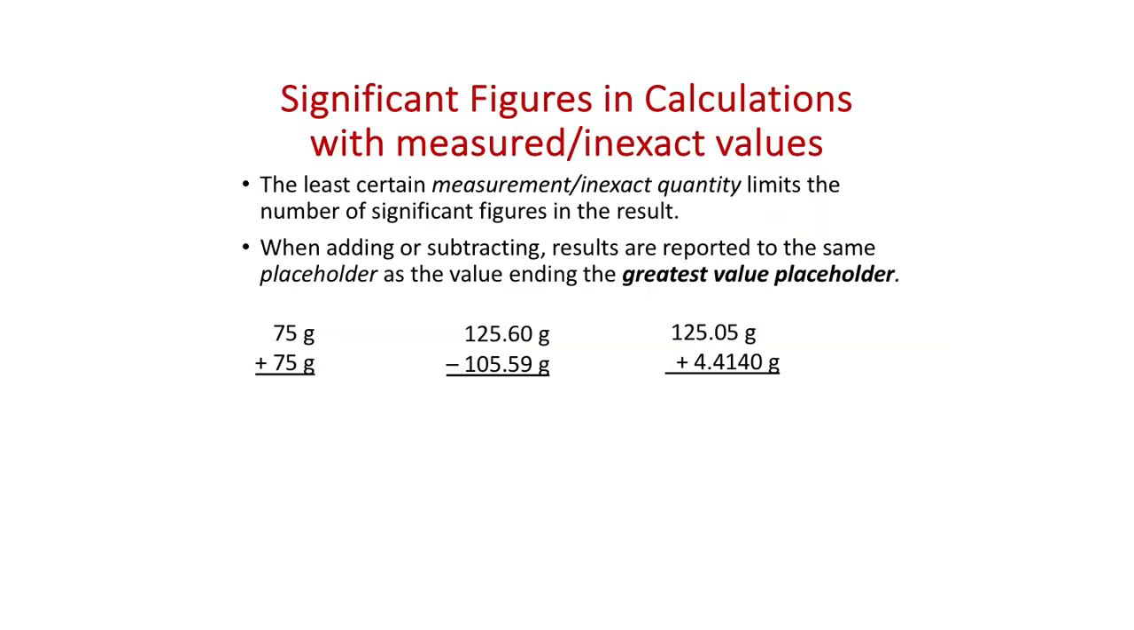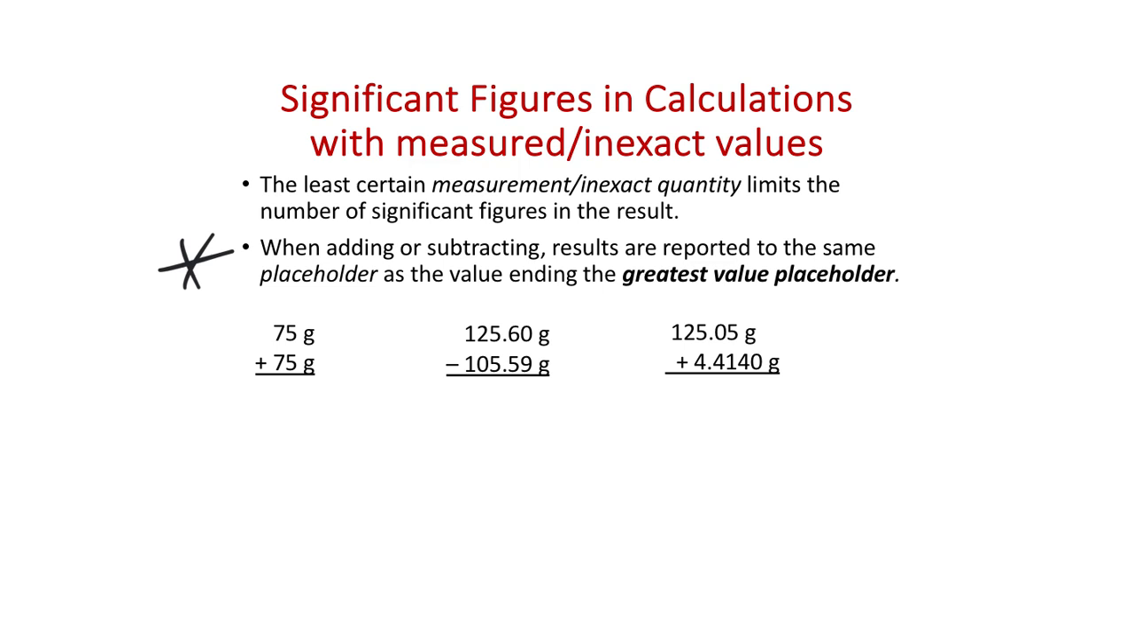Okay, so let's get into our first type of calculation. The first type will be addition and subtraction. So when we're doing calculations, it's going to be the measurement that we're more imprecise with, the one that has the least number of digits or sig figs, that's going to lead us to round off our results. So here's our big rule for adding and subtracting. When adding and subtracting, we're going to report results to the same placeholder as the value with the greatest placeholder.